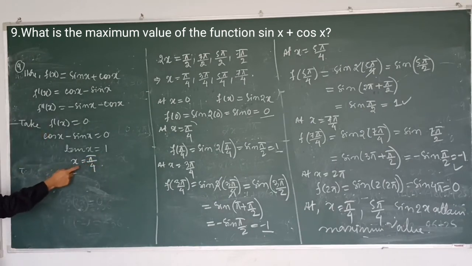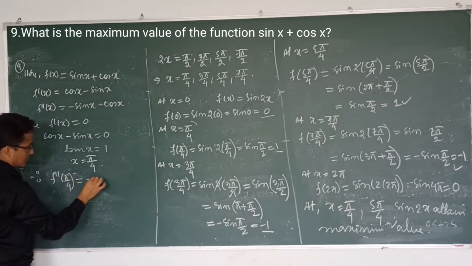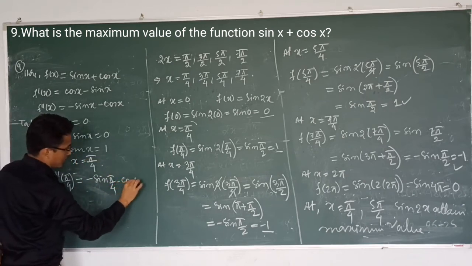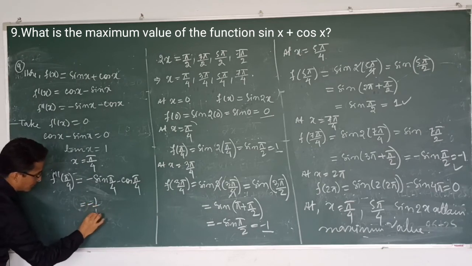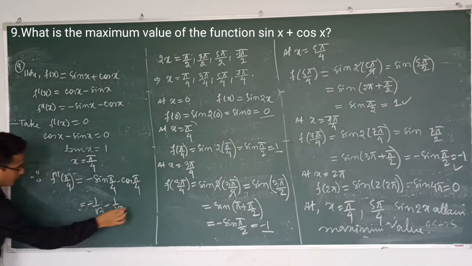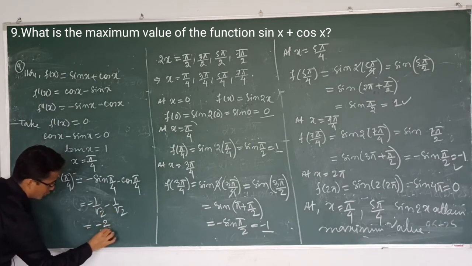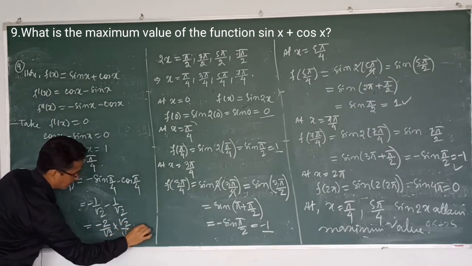So we put this value in here. Therefore f double dash pi by 4 I will put here. Then this will become minus sin pi by 4 minus cos pi by 4. Then what will we get? We will get minus 1 by root 2 minus 1 by root 2. So this is minus 2 by root 2. If you rationalize, you will get minus root 2.